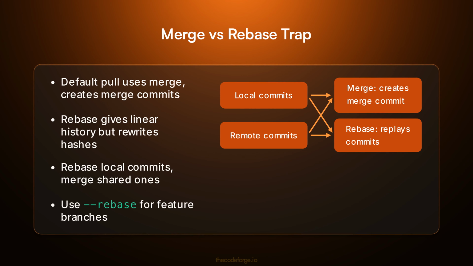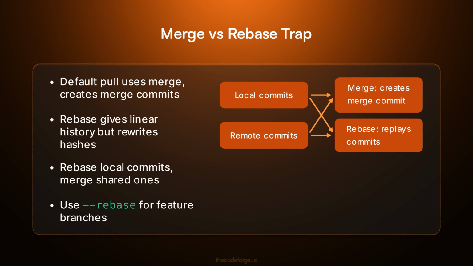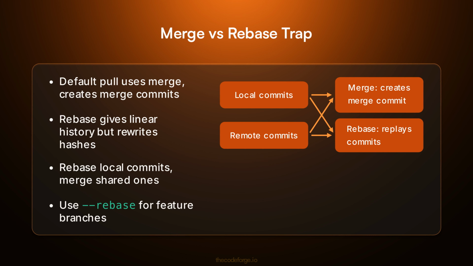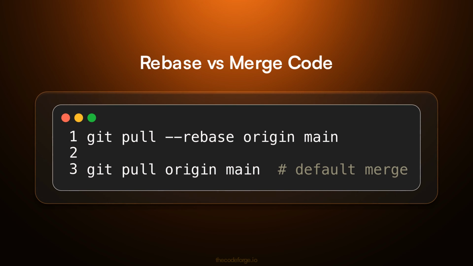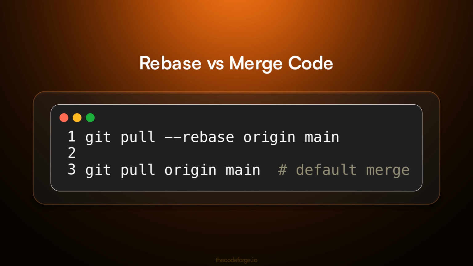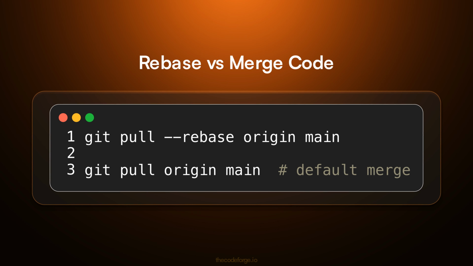Most developers think they're choosing between fetch and pull, but the real decision is what happens after the download. Default pull merges, creating noisy merge commits. Rebase replays your commits on top, giving clean history. But rebase rewrites SHA hashes, so only use it on branches you haven't shared. Here's the difference in commands. Git pull --rebase rebases your local commits on top of the remote. Default git pull merges, creating a merge commit.